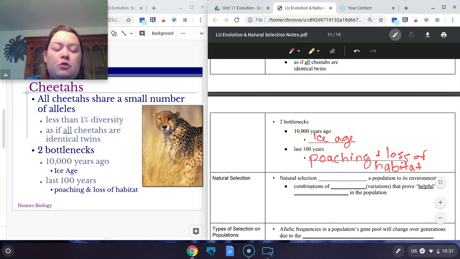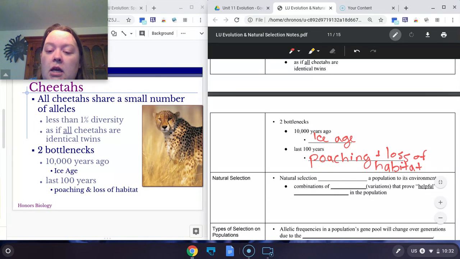And this is one place where I can intervene and say, cheetah diversity is drastically low due to two bottleneck events. One of them was natural and we had no control over, and that was the Ice Age. However, one is man-made. Poaching and loss of habitat, that's due to human activity. That did not have to happen to the cheetahs.